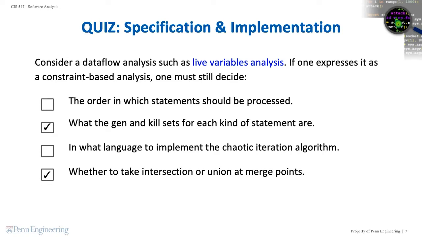In what language to implement the chaotic iteration algorithm? This choice won't affect the final outcome of the analysis. So, it's another implementation aspect that the analysis designer is not responsible for. Whether to take intersection or union at merge points. Switching between intersection and union changes the type of analysis that is being done. So, this is a specification detail that the analysis designer needs to decide.